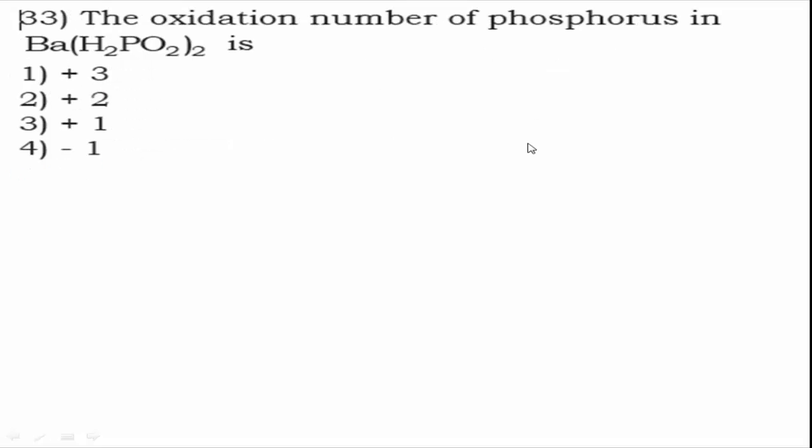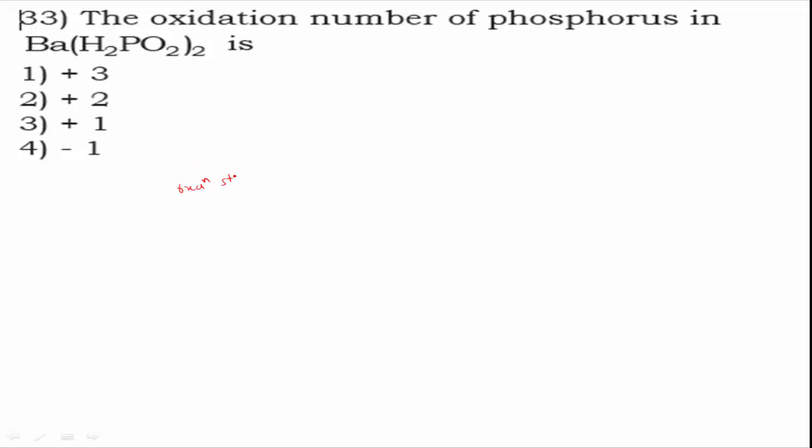Next, question number 33. The oxidation number of phosphorus in Ba(H2PO2)2 is? Option 1 +3, option 2 +2, option 3 +1, option 4 -1. Yes, the oxidation state of phosphorus in Ba(H2PO2)2 is taken as X. Let's see here, the oxidation state of phosphorus.